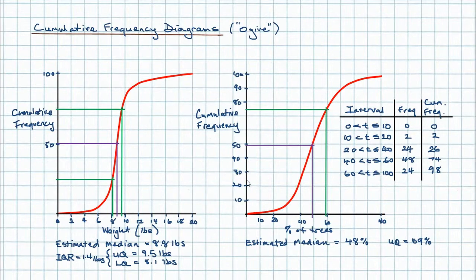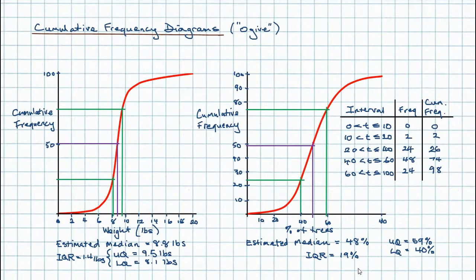Okay. Our lower quartile then, again just below the 25 mark, so about here. And that seems to hit exactly 40, so I'm going to say 40% is our estimate for the lower quartile. So our interquartile range is 59 minus 40, nice and easy, 19%.